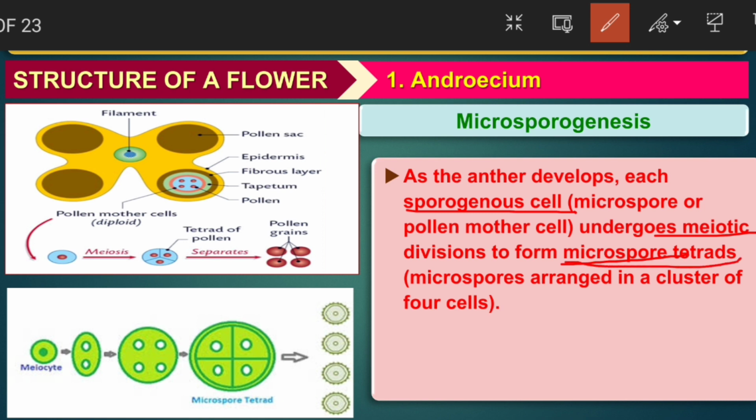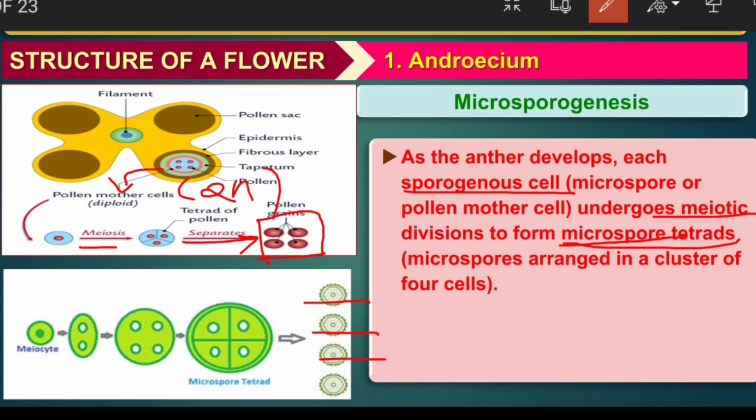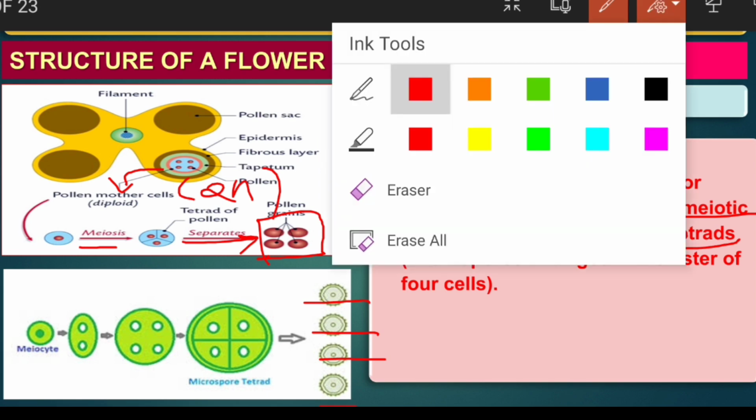Why is it a tetrad? You can see here, inside the tapetum you have the sporogenous tissue. Since these sporogenous tissue cells are diploid in nature, as I already told, they undergo meiosis. As a result of meiosis they form four microspores. That's why it is called a tetrad.